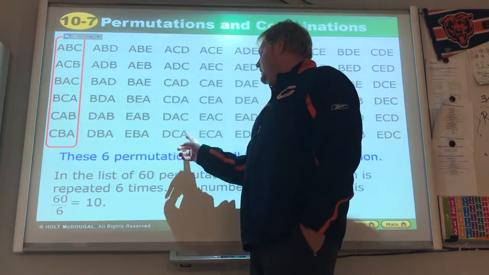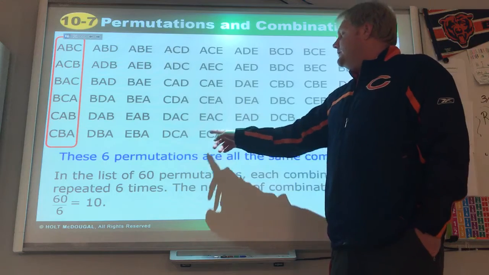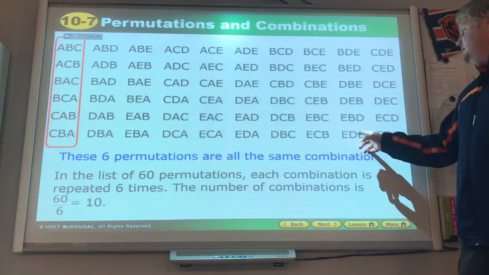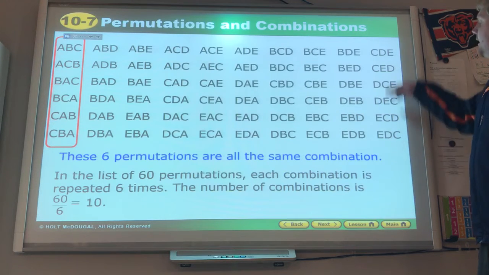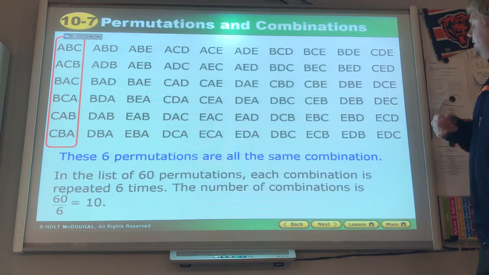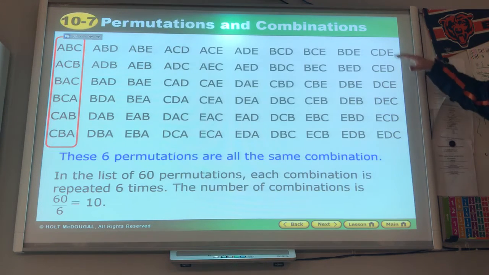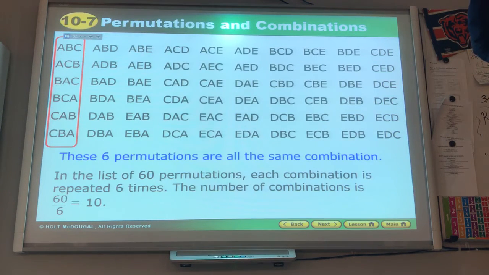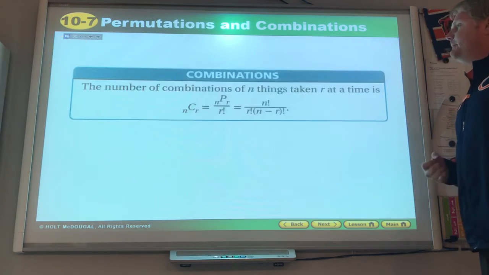and B and E, we can have A and D and C, we can have ACE, ADE, DBC, ECB, EDB, EDC. And if you look at all those, each row here, or each column there, has those same letters just arranged in different ways. So notice what they did. 60 permutations, 6 different ways, so there are 10 combinations.